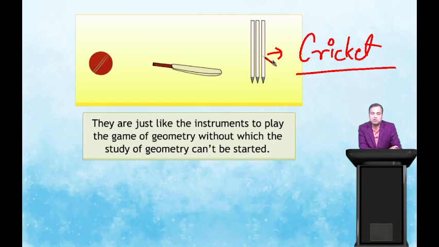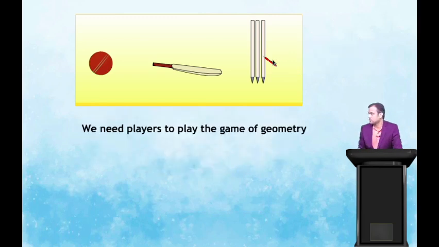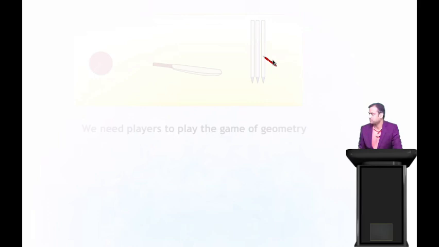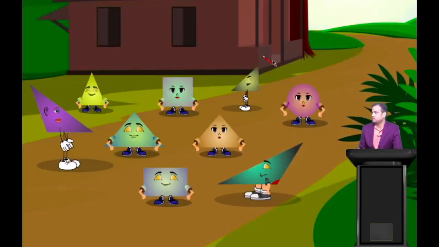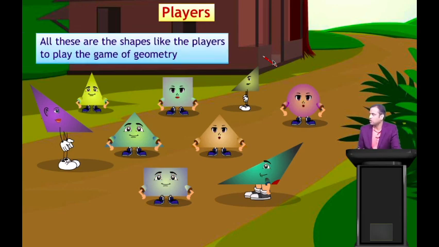So like this, if we want to study geometry, we need some basic instruments to learn about geometry. So we need players to play the game of geometry. So what are the players? Yes, these all are the players. They will play the game of geometry. So these are some basic shapes. All these are the shapes like the players to play the game of geometry.